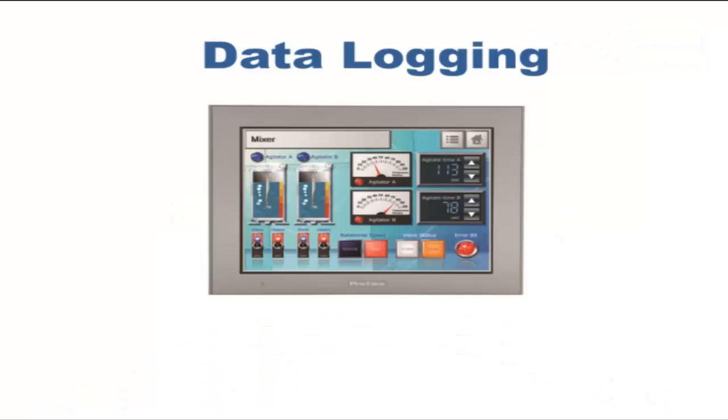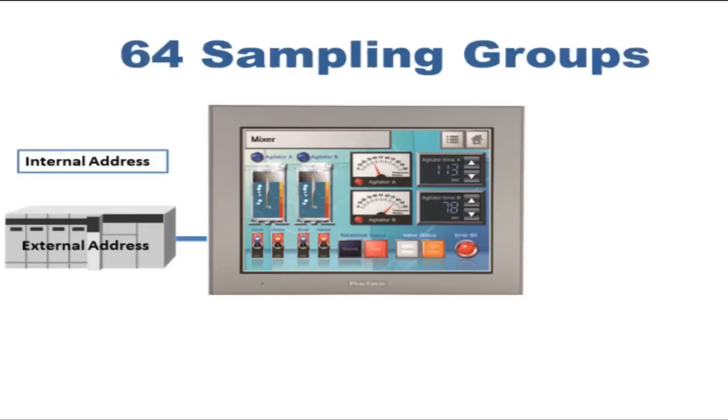Every Pro-face GP4000 terminal supports data sampling or logging. Data sampling is the periodic capture and storage of a data value. Up to 64 sampling groups can be configured. Each sampling group can consist of sequential or randomly addressed internal and external device variables. Limit is one external device per sampling group. Mixed data type values are supported.